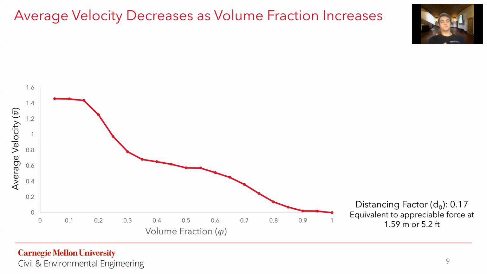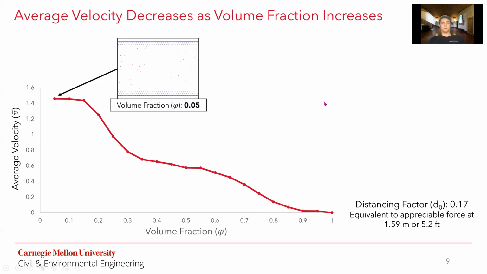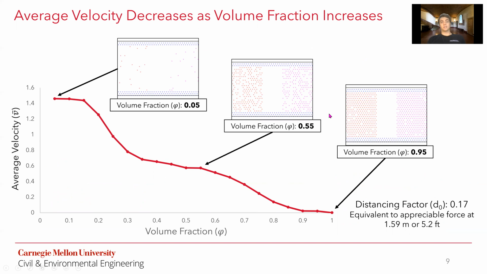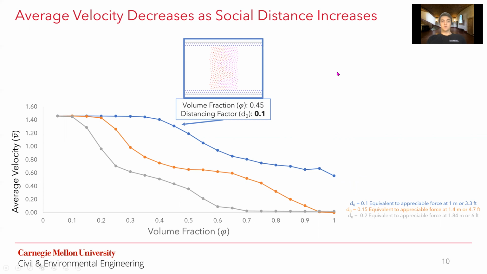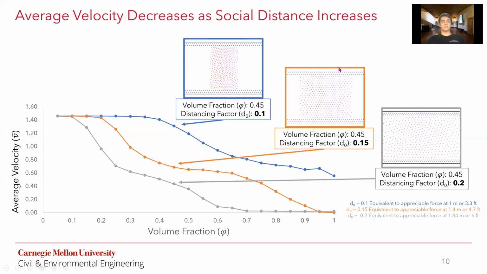This plot shows the average velocity plotted against the volume fraction for a single distancing factor. As expected, the plot resembles a typical fundamental diagram, where as the volume fraction increases, the average velocity decreases. Here, we show the pedestrian fundamental diagrams for three different social distancing factors. As hypothesized, an increase in social distancing factor results in a shift left of the fundamental diagrams, meaning that the average velocity of a pedestrian will slow even with relatively low volume fractions, as you can see here.